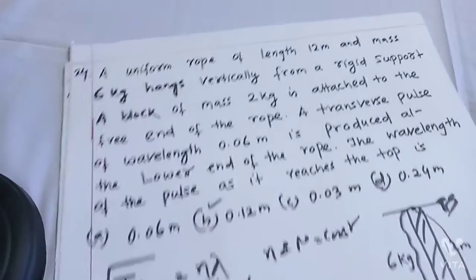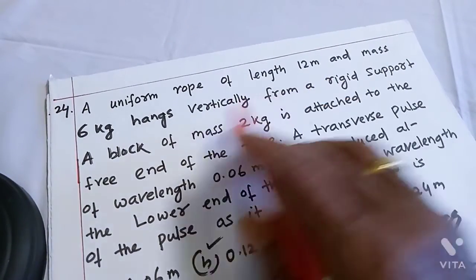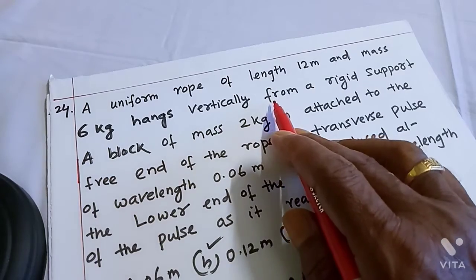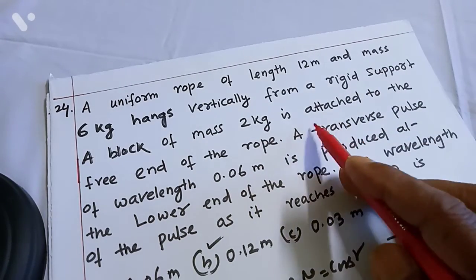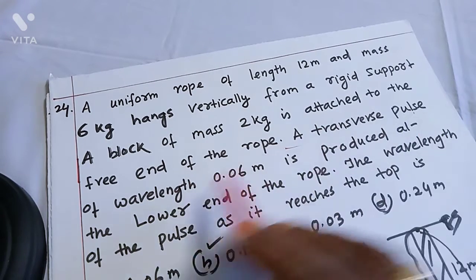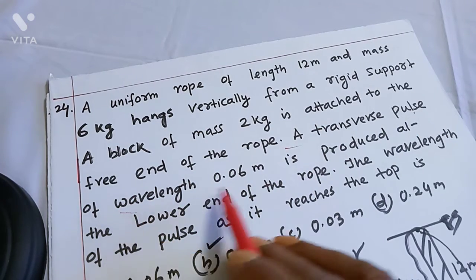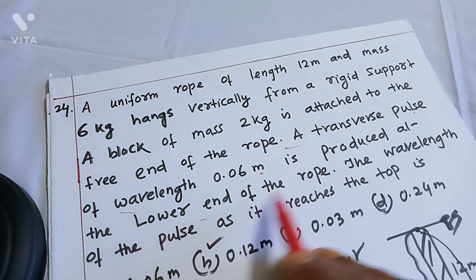Now the next question is, a uniform rope of length 12 meter and mass 6 kg hangs vertically from a rigid support. A block of mass 2 kg is attached to the free end of the rope. A transverse pulse of wavelength 0.06 meter is produced at the lower end of the rope.